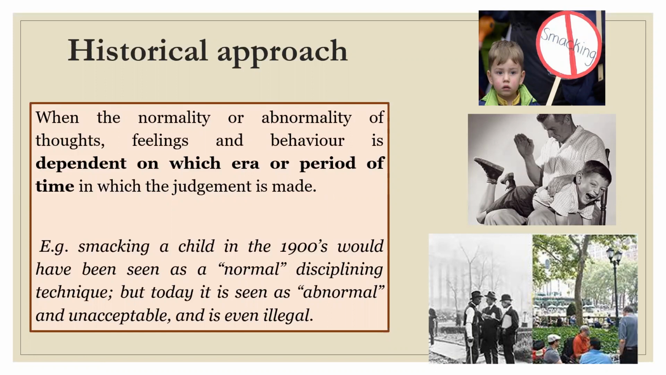Another example is children at school. A lot of your parents or grandparents might tell you that when they were at school, it was quite normal for a child to come to the front of the class and the teacher might smack their hand with a ruler, or scream at them in an abusive way if they did something wrong. Nowadays, luckily for everyone, you can't do that anymore. That's not acceptable or normal anymore. So again, how normal we define a thought, feeling, or behavior depends on which era or period of time we make that judgment.